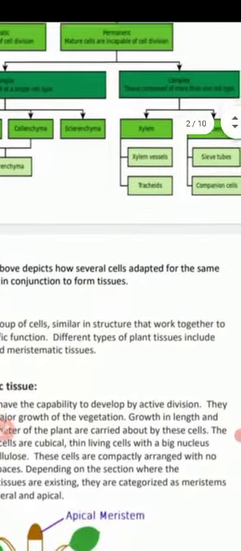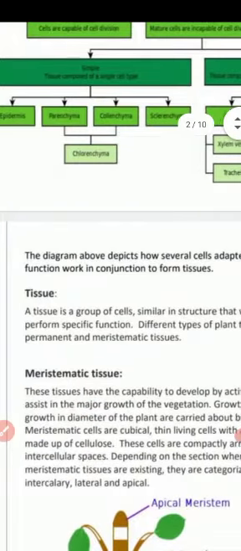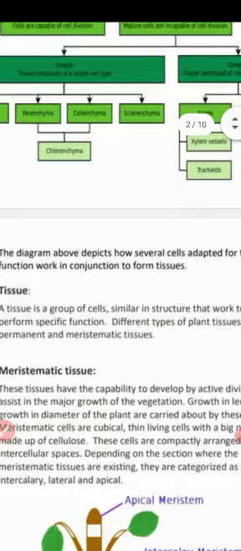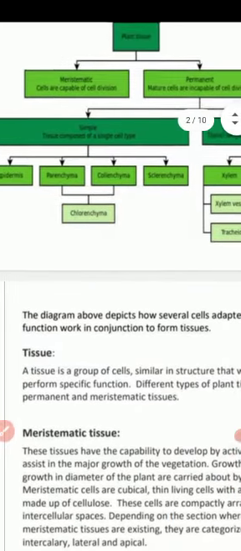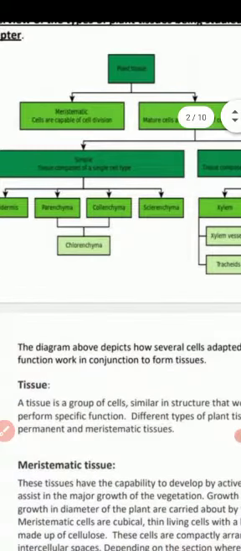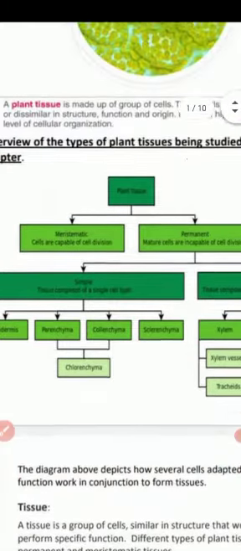The different types of plant tissue include permanent and meristematic tissue. Yes, plant tissue is of two types: permanent and meristematic. But tissue is a group of cells. Now, tissue is divided into two forms. The forms are plant tissue and animal tissue.